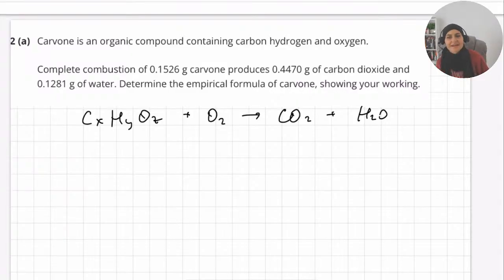I hope it's fine. Right, so what are we doing? My goal is to find the moles of carbon atoms, the moles of hydrogen atoms, the moles of oxygen atoms, and take the ratio. That's what I want to do. If I know the ratio, I know the empirical formula. Well, first, I start off by finding the moles of CO2. So it's mass over Mr.